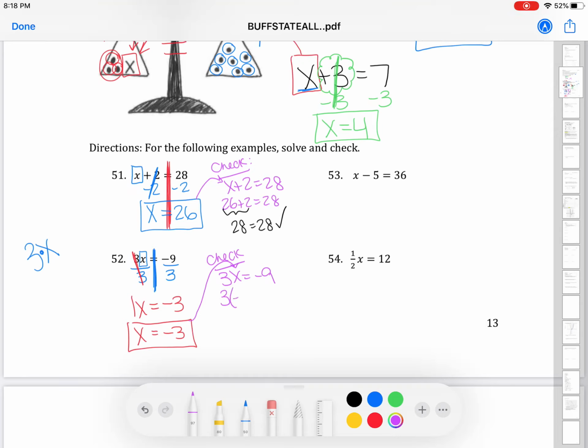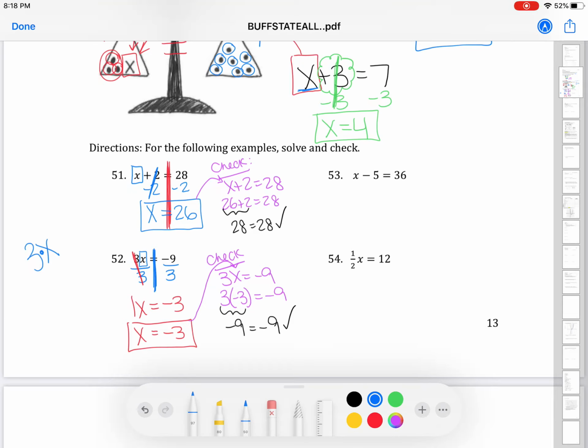When I go to check that in the same way that I did the last one, I'm just going to rewrite the original again. But I take my answer and I plug it in for x. So it's going to be 3 times negative 3 equals negative 9, and that does check out because 3 times negative 3 is negative 9, and that's equal to negative 9.